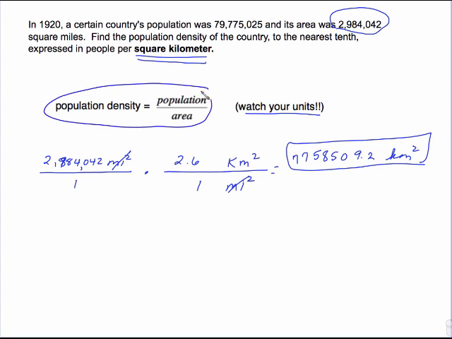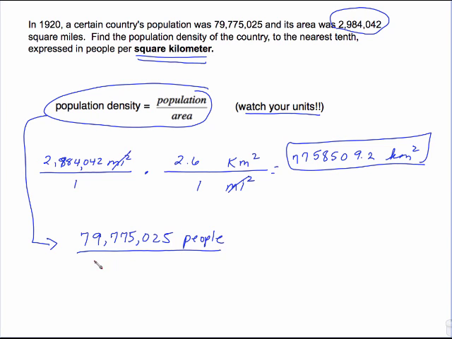Now I can do population density. Population density is the population, which was 79,775,025 people, divided by the area in square kilometers, which is this right here. Square kilometers. And then it's just arithmetic. Divide this out, do the arithmetic, and it comes out approximately 10.3 people per square kilometer.